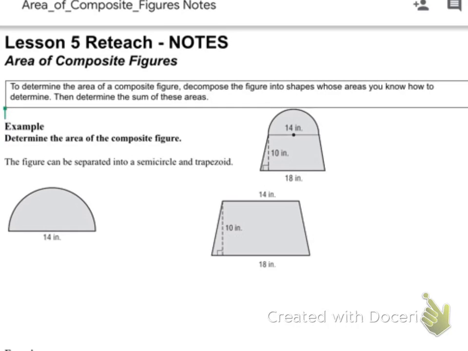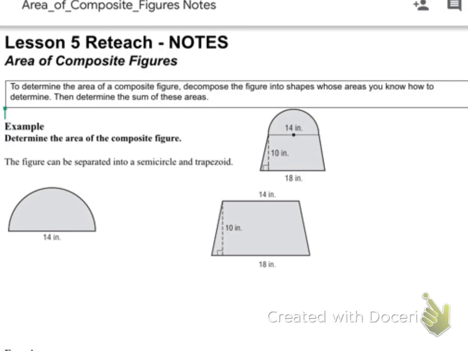And if we read what's in the box, it describes what we're going to do in other words. To determine the area of a composite figure, decompose the figure into shapes whose areas you know how to determine, then determine the sum of these areas. So let's look at the first composite figure, our example.